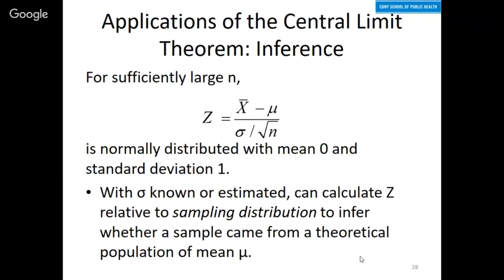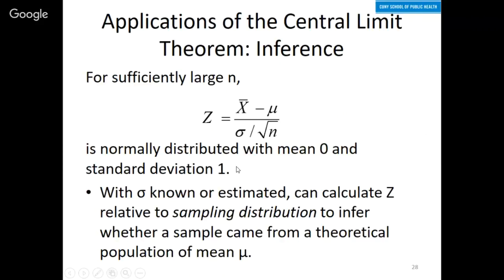We will be applying this to inference. I'll give you a little preview here. For sufficiently large n, this difference, the sample mean minus the population mean divided by the standard error, will be a normal distribution with mean 0 and standard deviation 1.